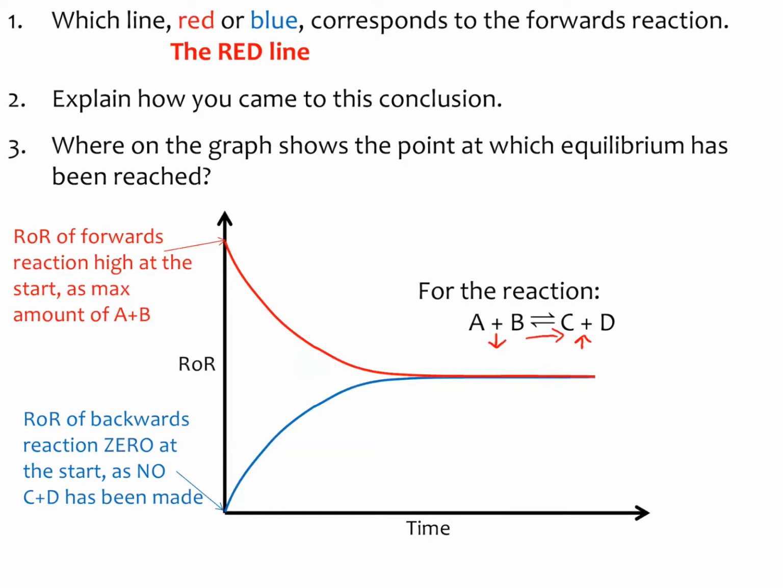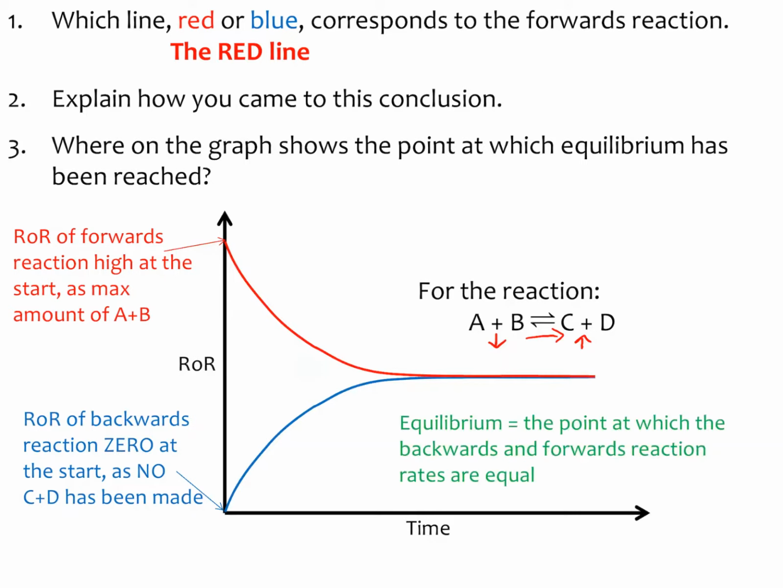For question 3, where on the graph shows the point at which equilibrium has been reached, we need to think about the definition of equilibrium, which is the point at which the backwards and forwards reaction rates are equal. And for this graph, that will be where we've put the X.